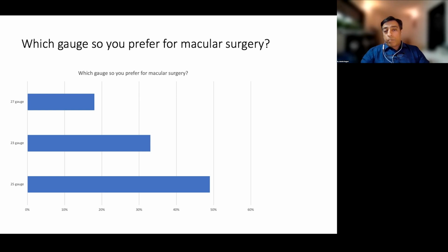27 is a great gauge. The only problem is that I like to keep one gauge which works for all your inventory. But 27 is great for certain macular work. So you can see here that 49%, or rather 50%, are 25 gauge, and the rest is divided between 23 and 27. That's interesting.